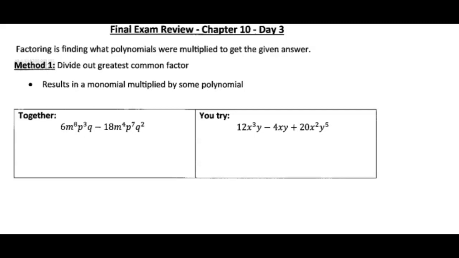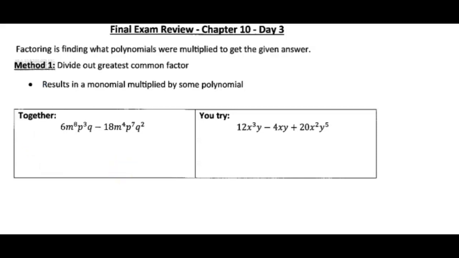So, we're going to do a little bit more with our factoring and get a little bit more into this. We want to look at factoring and finding what polynomials were multiplied together to give this answer. When I look at what polynomials were multiplied together, I've got two methods I can use. I can take out the greatest common factor, and that's going to give a result of a monomial by polynomial.